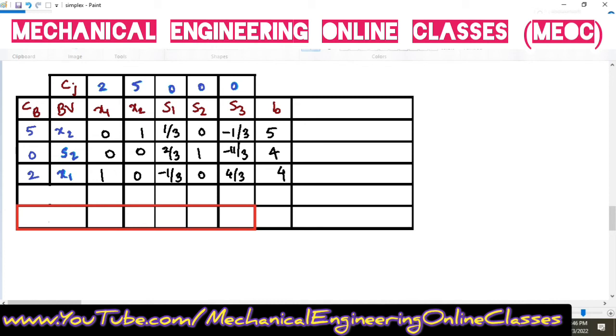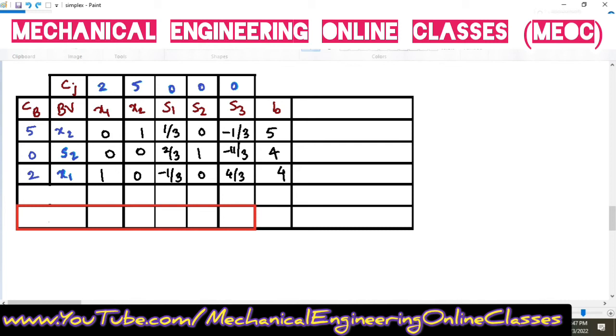Let us cross check whether we are getting the identity matrix here or not. x2 to x2 should be 1, x2 to s2 should be 0, x2 to x1 should be 0. Correct. s2 to s2 should be 1, s2 to x1 and x2 should be 0. Correct. x1 to x1 is 1, x1 to x2 should be 0 and x1 to s2 should also be 0. Yes. So there is no error in our calculations.